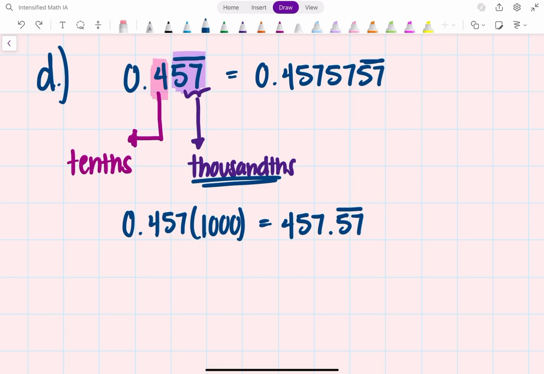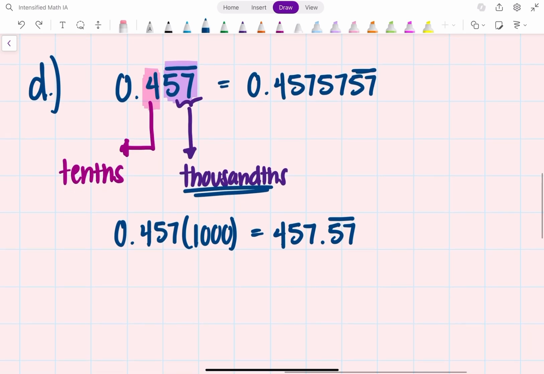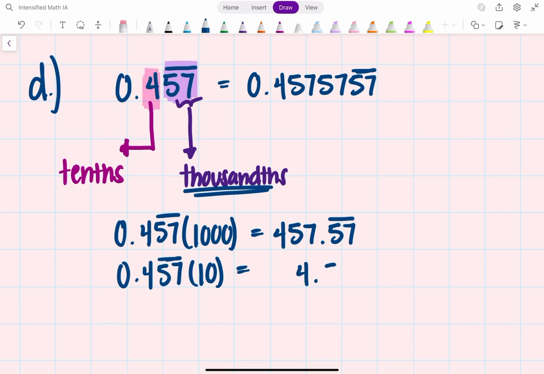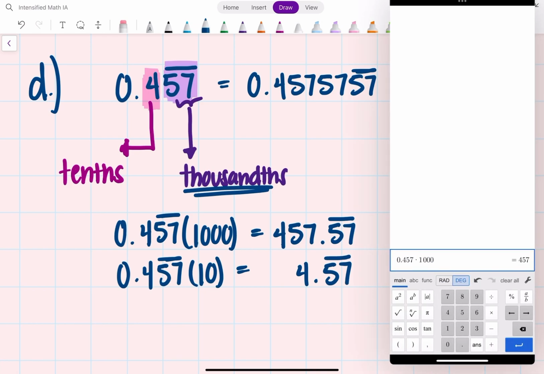Next one is the same thing, 0.457, where the 57 is repeating. I forgot to put the repeating line on top. I'm going to multiply that now by 10 because the 4 is in the tens place value. That would actually give me 4.57, where the 57 is repeating, right? If I take out the calculator and do 0.457 times 10, that's going to give me 4.57.